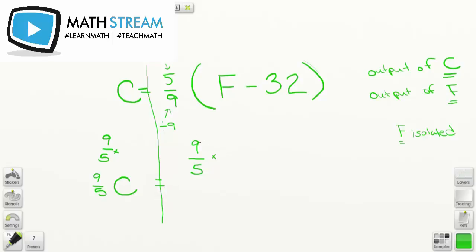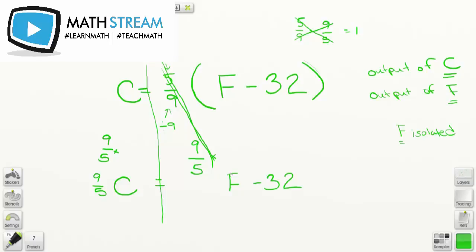On the right side of our equation, when I have 5/9 times 9/5, they basically cancel each other out, right? 9 and 9 cancel out, 5 and 5 cancel out. 5/9 times 9/5 is just 1. So these just get rid of each other. We have multiplying by 1, which doesn't do anything. So that gets rid of the fraction, and we're left with just f minus 32.